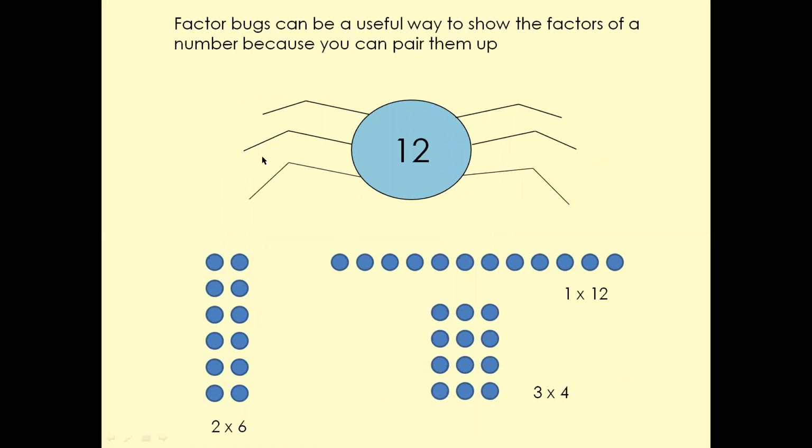Now factor bugs can be a useful way to represent the factors because it's easy to pair them up. So if we have to draw a factor bug for 12, the way you're going to draw it is going to be 1 times 12, 2 times 6, and 3 times 4.